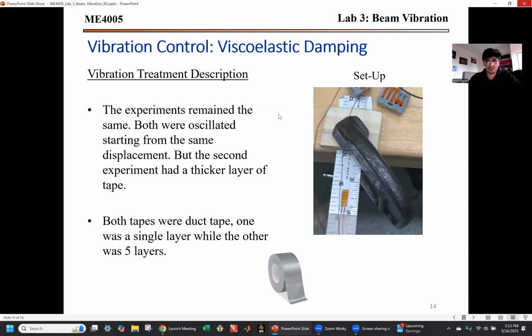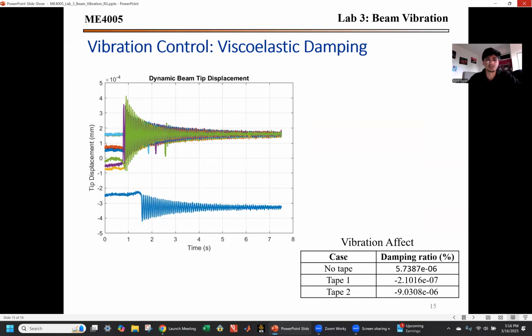For the vibration treatment description in the different cases, the only difference in the two cases was that the vibration dampener was first of 1 layer of duct tape, and the second was of 5 layers of duct tape. Of course, the second case yielded better damping results. And here's the results physically.